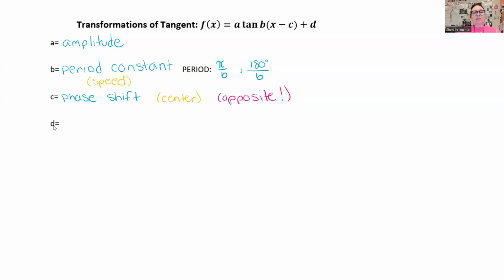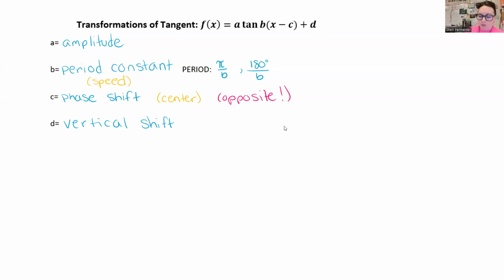Here, D. D represents this part. Does anybody remember, like on a quadratic, what the plus K does at the end? Yeah, it's your vertical shift. It moves you up and down. Same thing with a tangent graph. So it's your vertical shift, and it moves you up and down. And in the equation, it's a plus. So it moves the way you think it's going to move. The only one that's strange is C. C's opposite. We good so far? Let's use it.